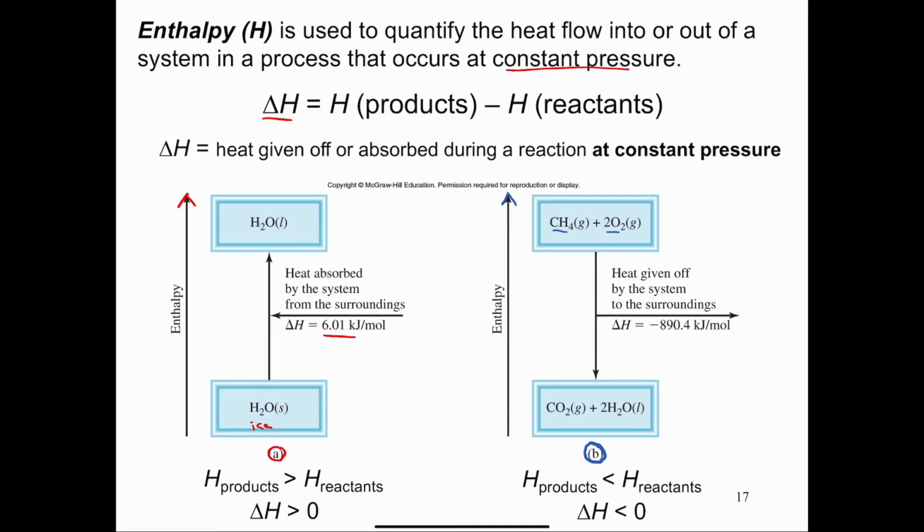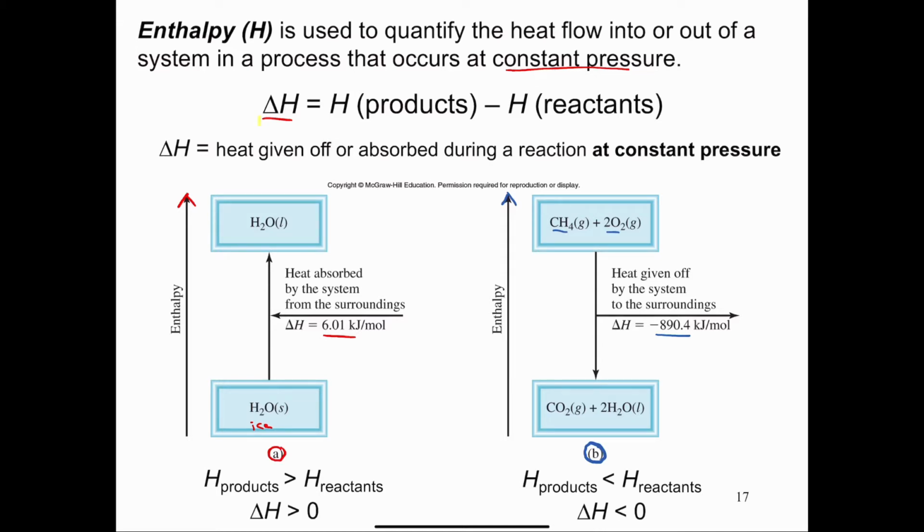You can see that the delta H for this reaction is negative 890.4 kilojoules per mole. Since the sign is negative, that means that heat is given off by the system, the reaction. So heat is given off to the surroundings, and we call this an exothermic reaction.